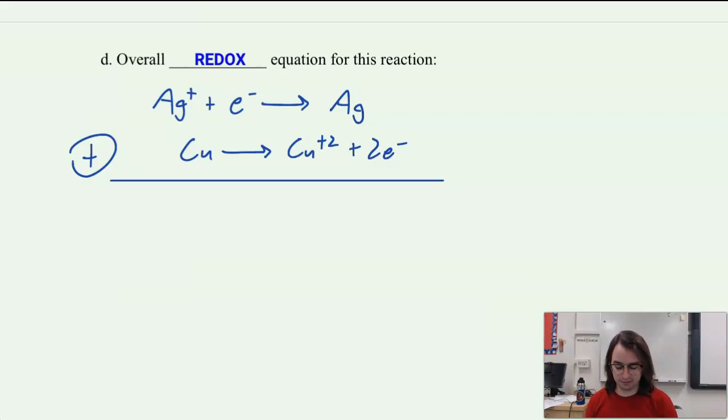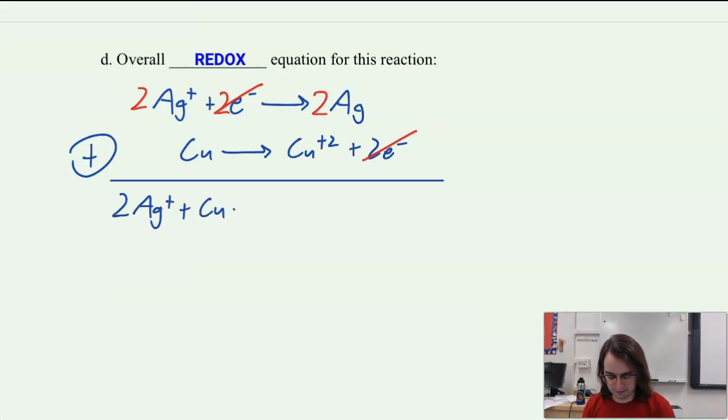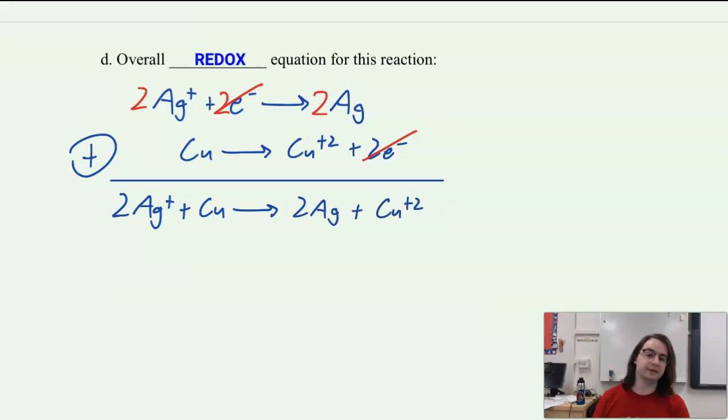And the best way to do that would be to multiply the top by 2. So if I multiply the top by 2, my electrons now cancel, and then I just add everything together. So I have 2 Ag plus Cu gives me 2 Ag plus Cu plus 2. So again, this still aligns with the results that we saw in our observations.